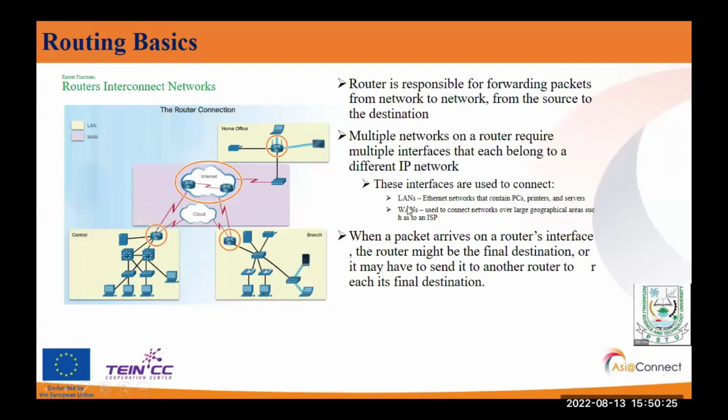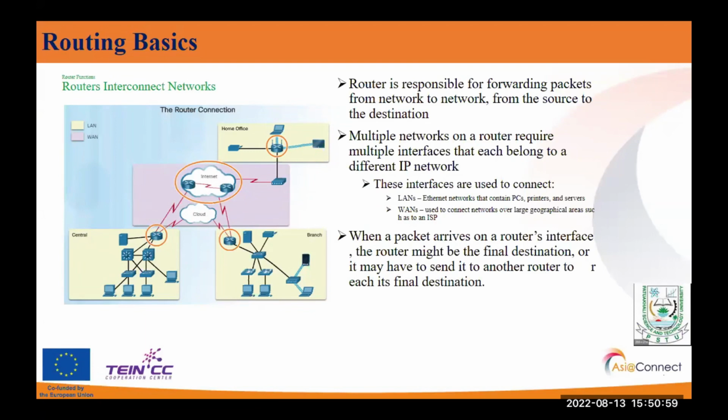Also, to connect multiple networks, a router requires multiple interfaces, each belonging to a defined IP network. So different kinds of IP interfaces can belong to a router. Also, when a packet arrives on a router interface, the router might be the final destination, or it may have to send it to another router to reach its final destination. So this is the first task: router function, routers interconnect networks.